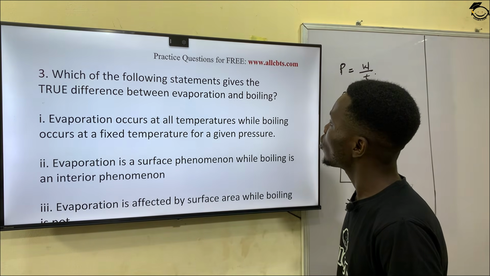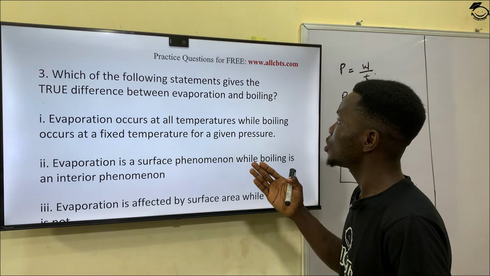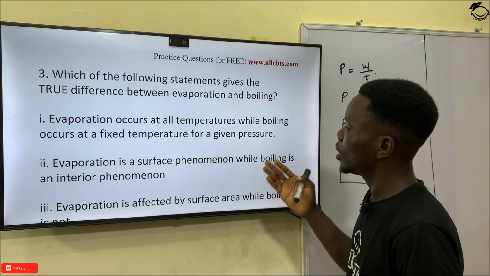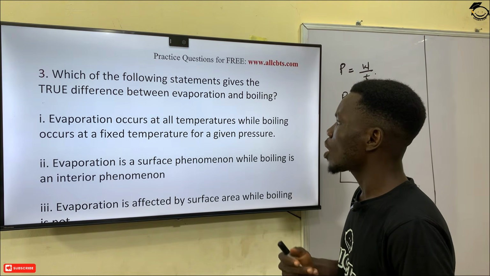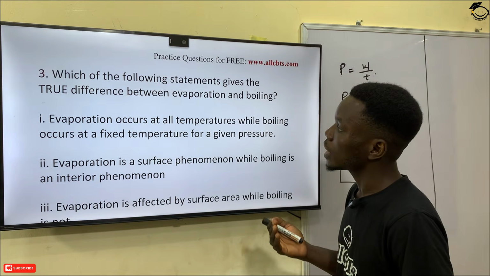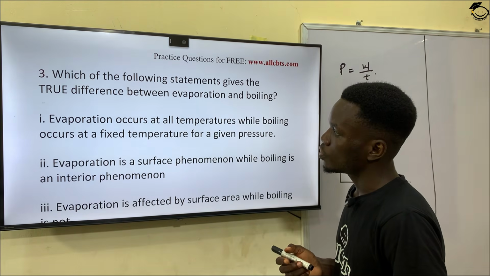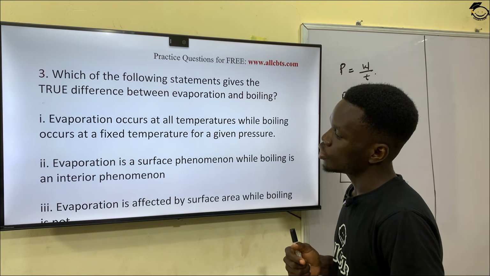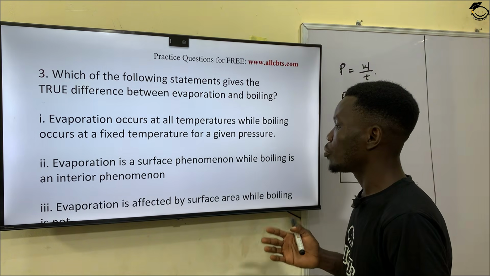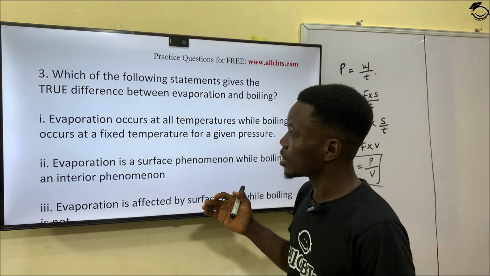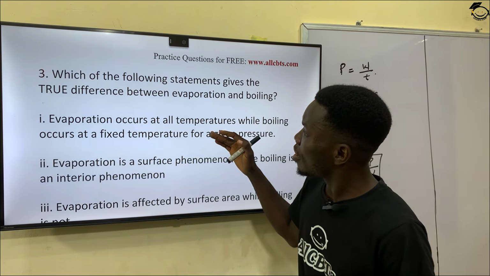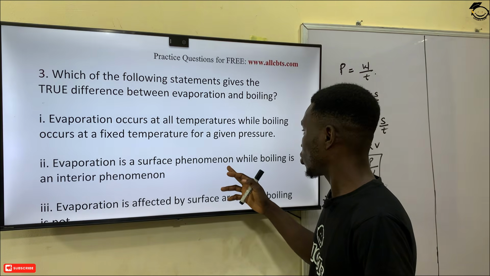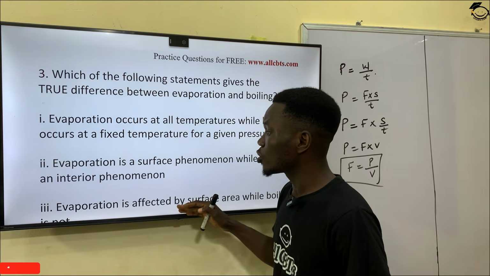Question number 3 says, which of the following statements gives the true difference between evaporation and boiling? Roman figure 1 says, evaporation occurs at all temperatures, while boiling occurs at a fixed temperature for a given pressure. Roman figure 2 says, evaporation is a surface phenomenon, while boiling is an interior phenomenon. Roman figure 3 says, evaporation is affected by surface area, while boiling is not. So, looking at all of these, you can tell that Roman figure 1 is absolutely correct. Roman figure 2 is partially correct, saying that evaporation is a surface phenomenon, but boiling is not an interior phenomenon.